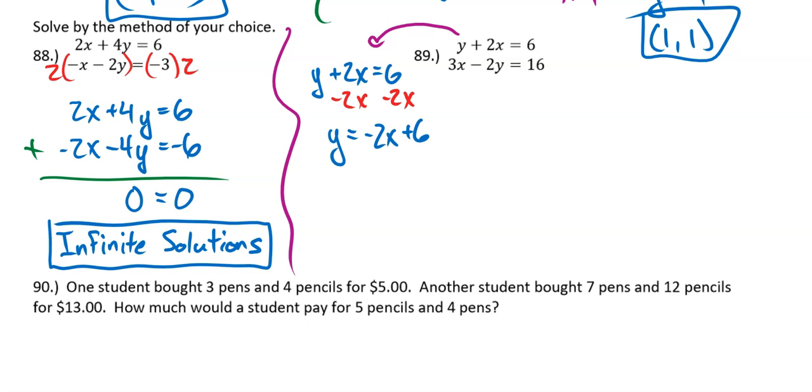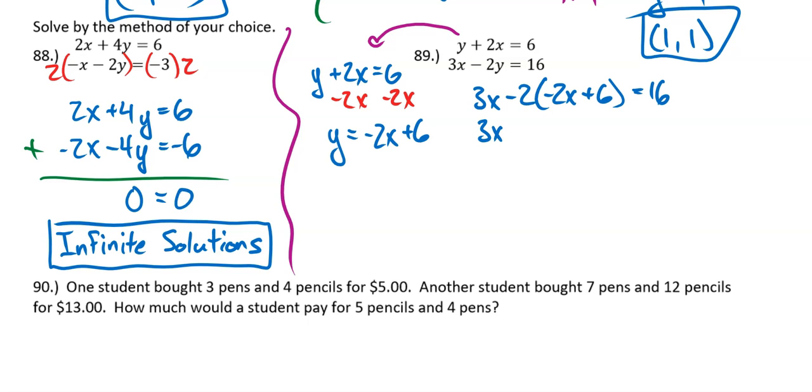And really, if I'd rearranged those, if I swapped the x and the y and lined everything up, it would be easy to multiply and eliminate y as well. So elimination would also be good for this one. I just decided to use substitution. And so now I plug that into the second equation, 3x minus 2y, but instead of y, I plug in the negative 2x plus 6.